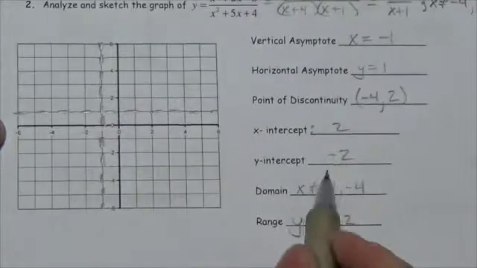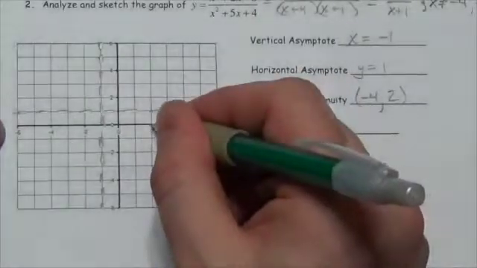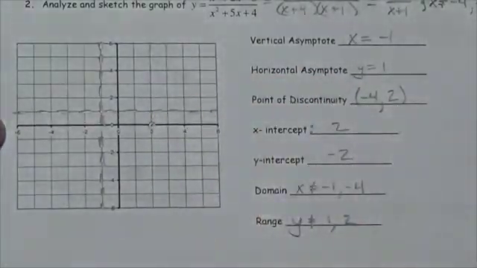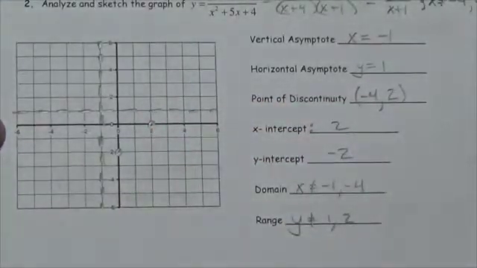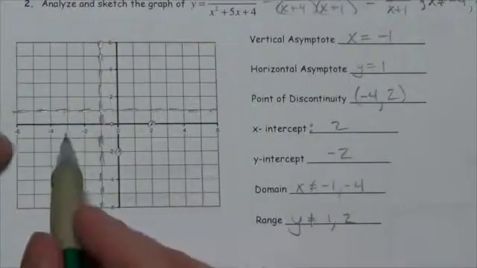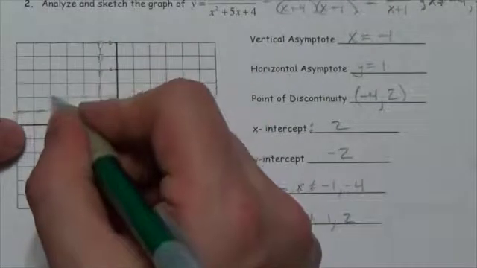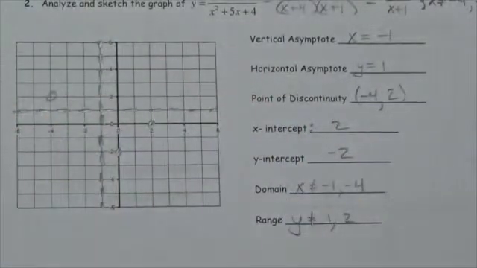Okay. It had an x-intercept of 2. That's right there. A nice big dot for that one. Y-intercept of -2. There we go. And then it had the point discontinuity at -4, +2. So open dot right there.